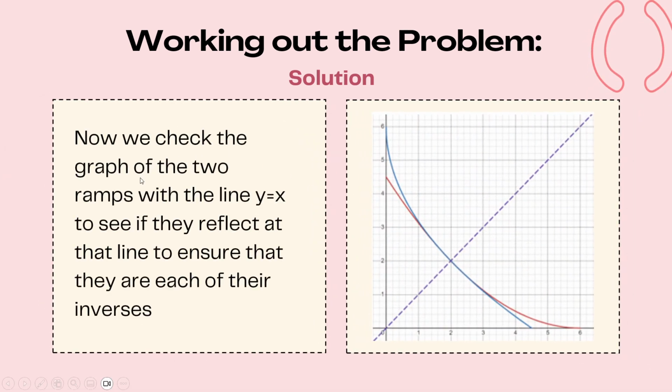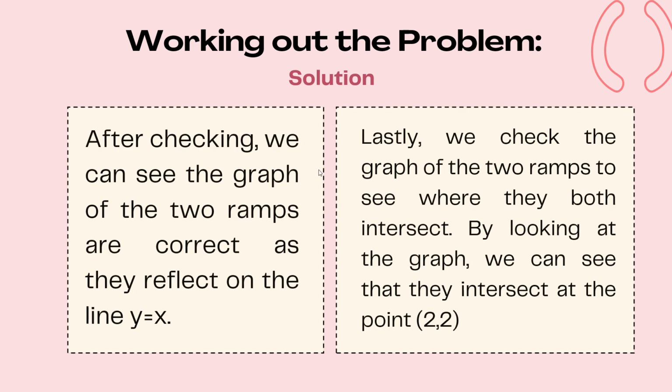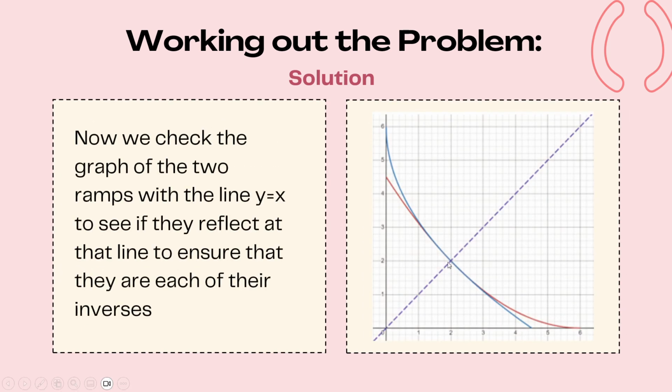Now we check the graph of the two ramps because earlier the problem stated that Brielle sketches the graph. So we plot the line y equals x to check if the two graphs are reflections of each other over this line, which is correct because they are inverses. Lastly, we check the graph of the two ramps to see where they both intersect. By looking at the graph, we can see that they intersect at the point (2, 2). They intersect here.